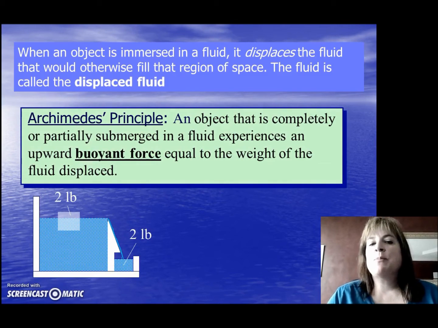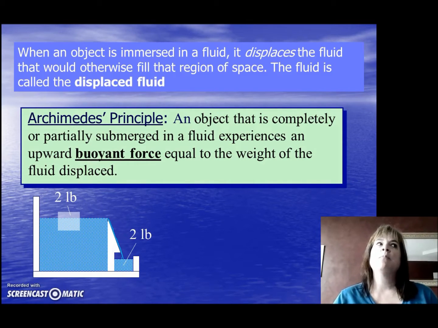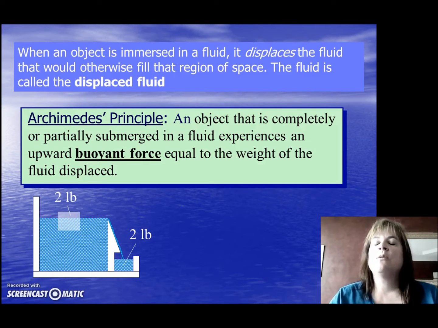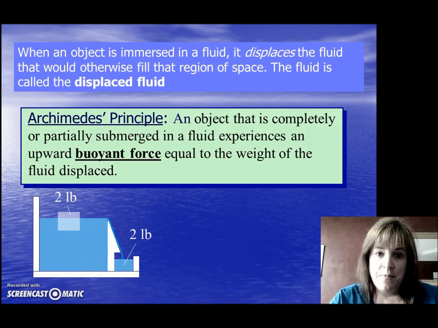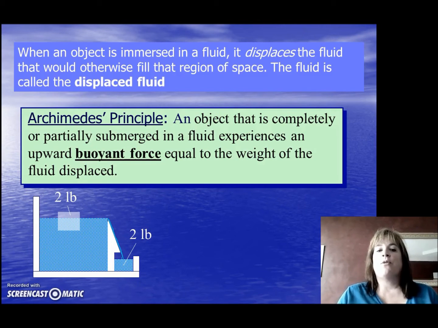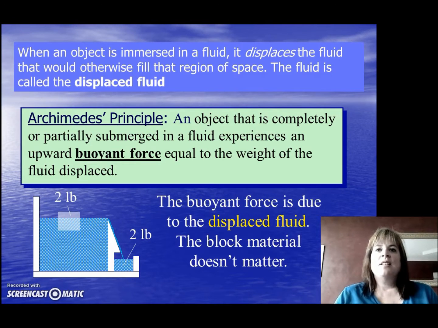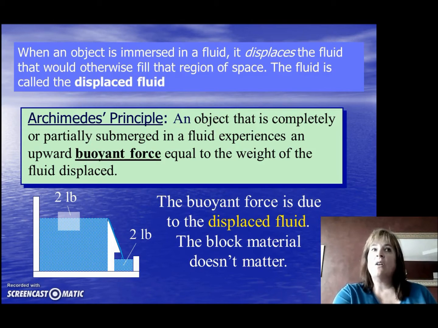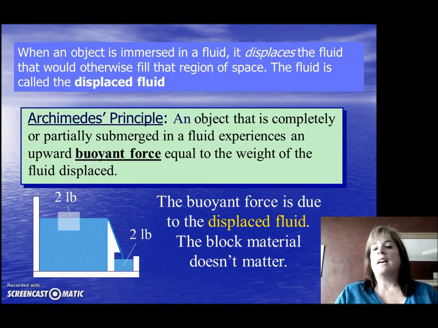Now, this led to Archimedes' principle. Archimedes' principle says that an object that is completely or partially submerged in a fluid feels an upward force that is equal to the weight of the fluid displaced. So if an object displaces 2 pounds of fluid, then it feels an upward force called the buoyant force equal to 2 pounds. Now the key here is that this buoyant force is all about the fluid. It's about the fluid that's displaced. It doesn't matter whether that was a block of granite or a block of wood. The block material doesn't matter, just the amount of fluid that gets displaced by the object that's getting submerged.